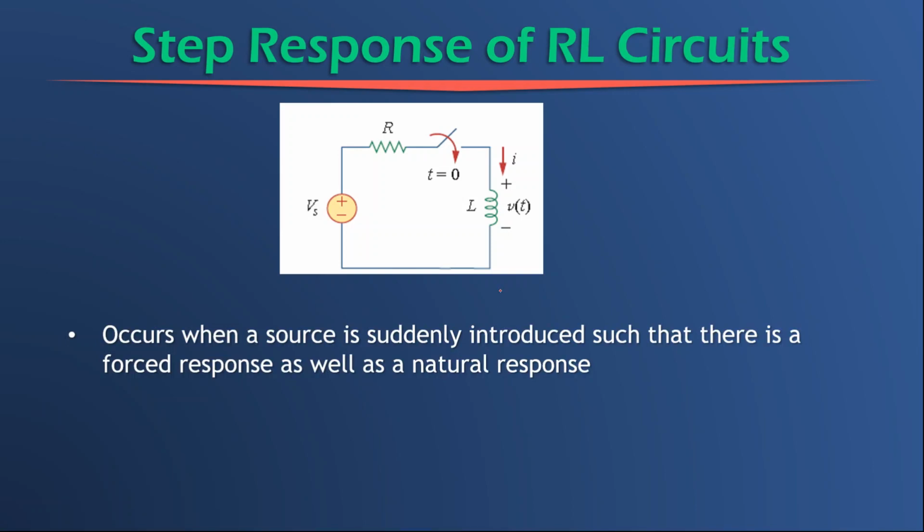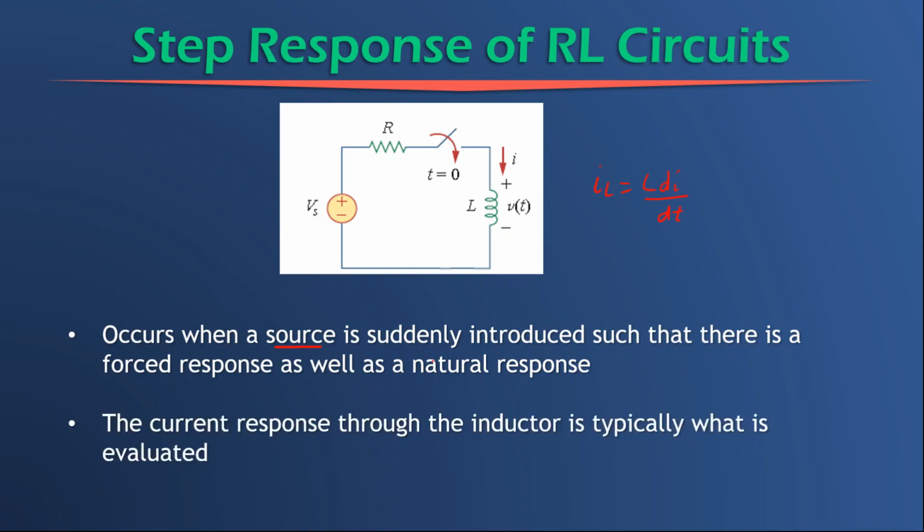So similar to the RC circuit, we know that you have a first order differential circuit because of the presence of the inductor. VL is equal to L di dt, a first order expression. And we know that the step response will occur when a source is suddenly introduced, such that there is a forced response as well as a natural response. The current response is what we're interested in. Again, we're dealing with an inductor and we want the current IL that's flowing through that inductor. So the current response is what we are interested in.